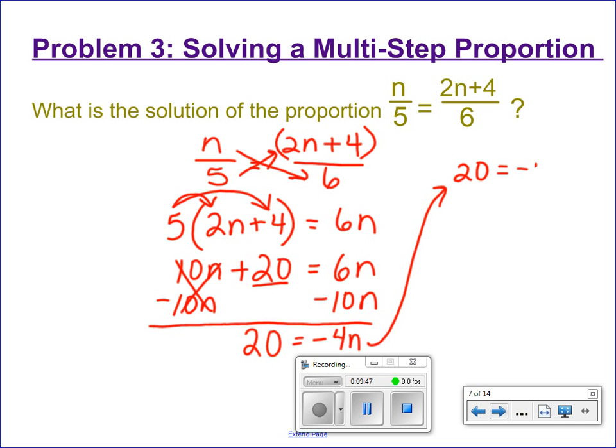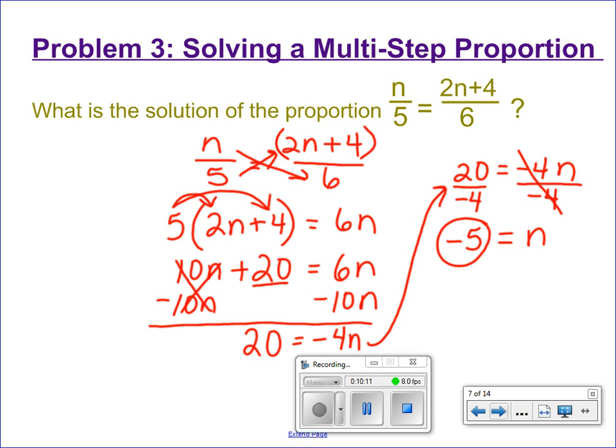20 equals negative 4n. I'm going to divide each side by negative 4 to undo the multiplication between negative 4 and n. Negative 4n divided by negative 4 is 1n, and 20 divided by negative 4 is negative 5. So my answer appears to be negative 5.